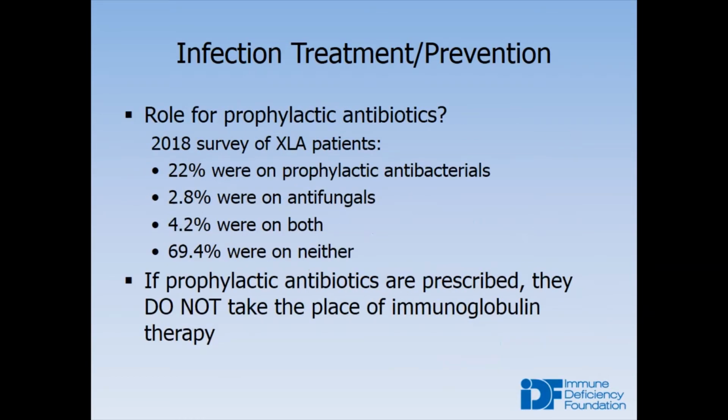I knew that slide was coming right up. In that similar survey, almost a quarter of people were on prophylactic antibiotics. Again, it's something that really varies from practice to practice. And that's the data from that survey. The important key piece, whether you're on prophylactic antibiotics or not, is that they don't take the place of immunoglobulin. You still need that immunoglobulin. That is the absolute mainstay of treatment of this disease. No matter what else you do, you somehow have to get immunoglobulin.